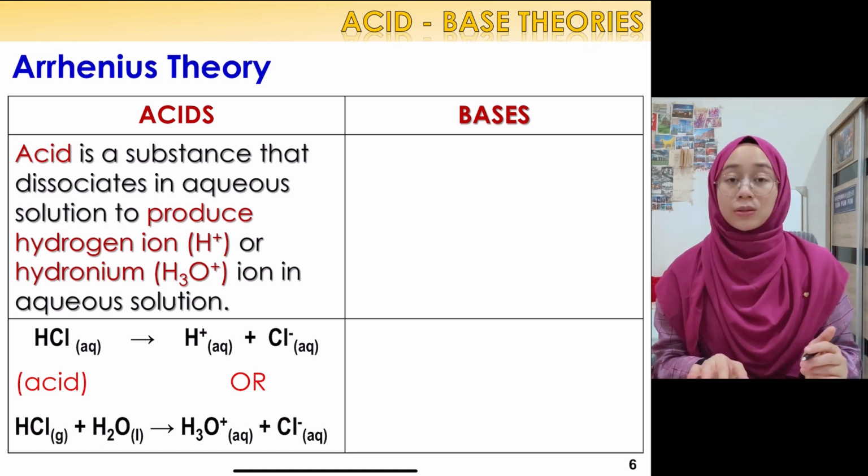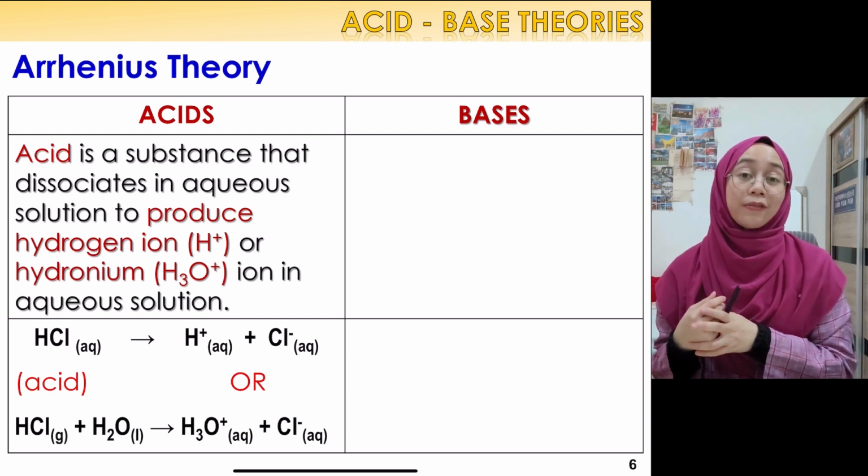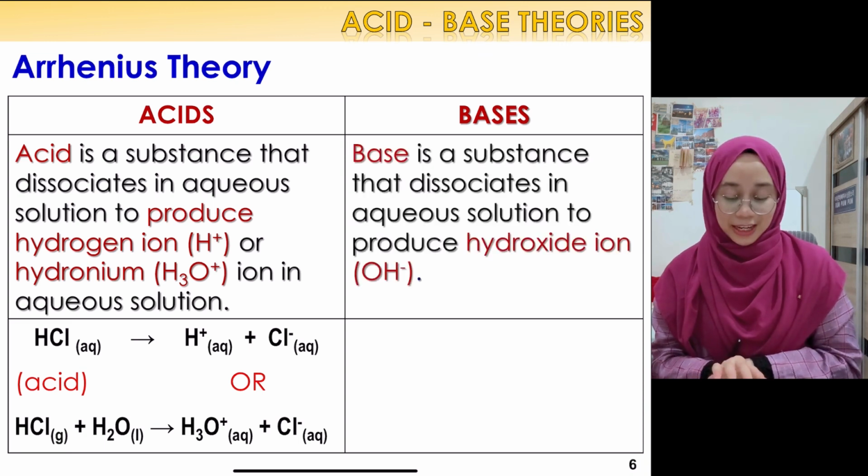And then bases pula. So kalau acid tadi is something that produces H+ ion, so untuk kita punya base pula, of course it is something yang produce hydroxide ion, OH-.